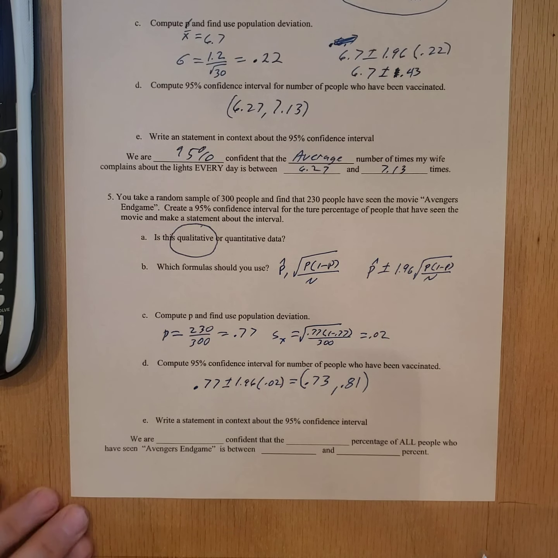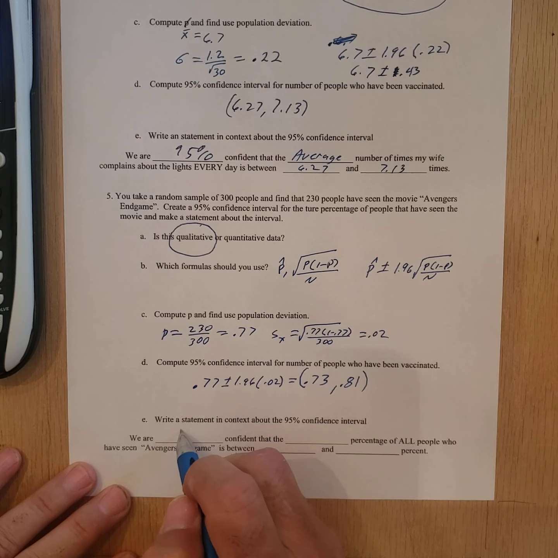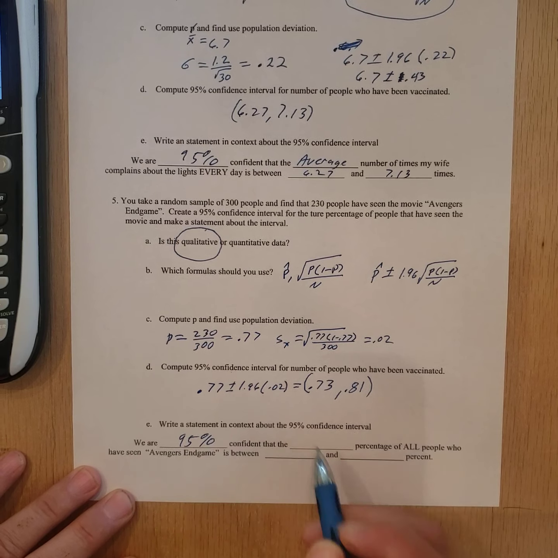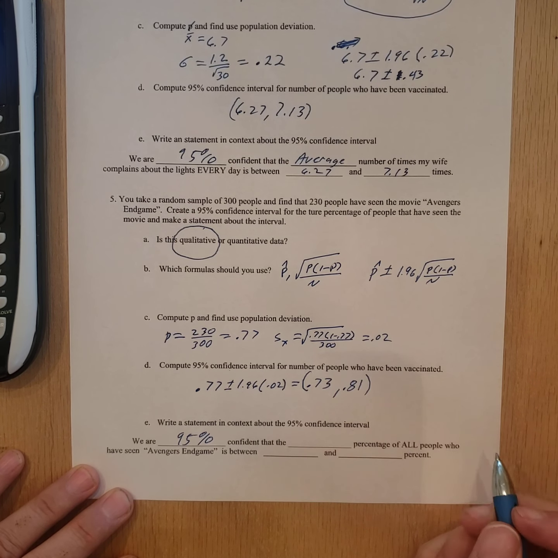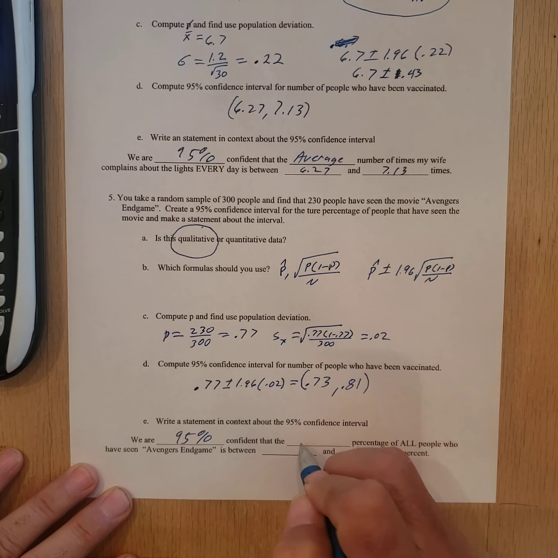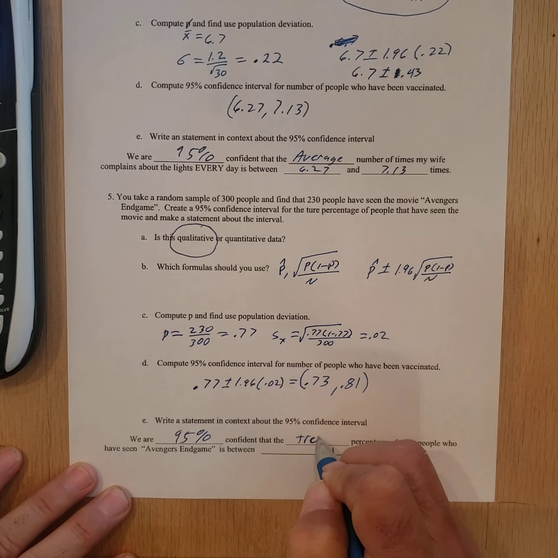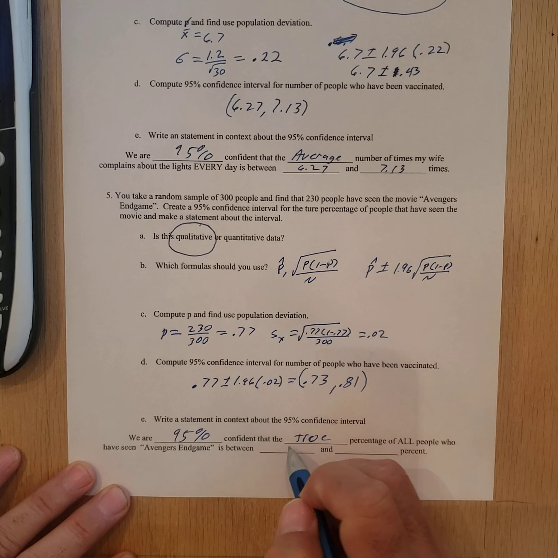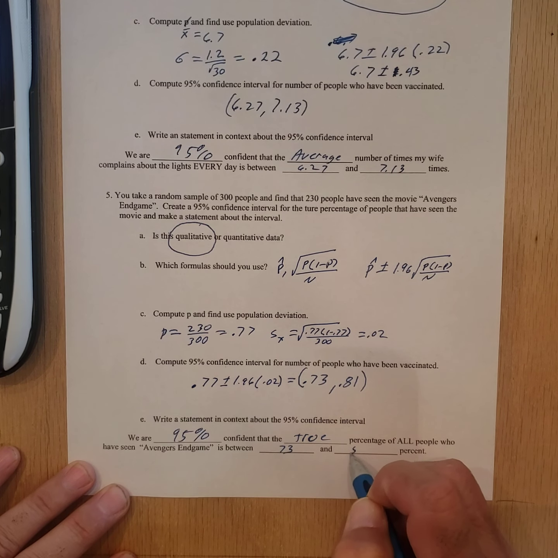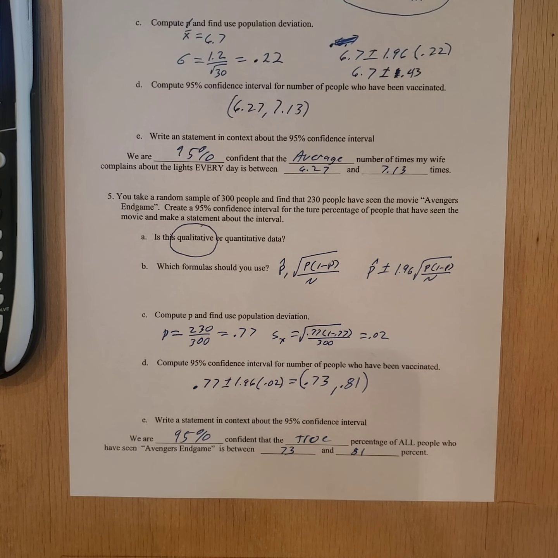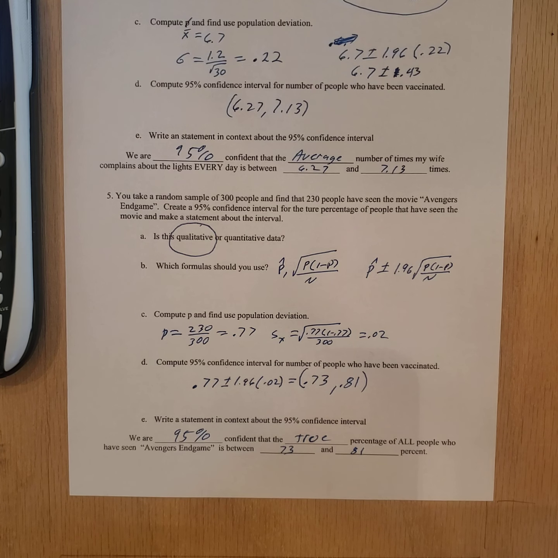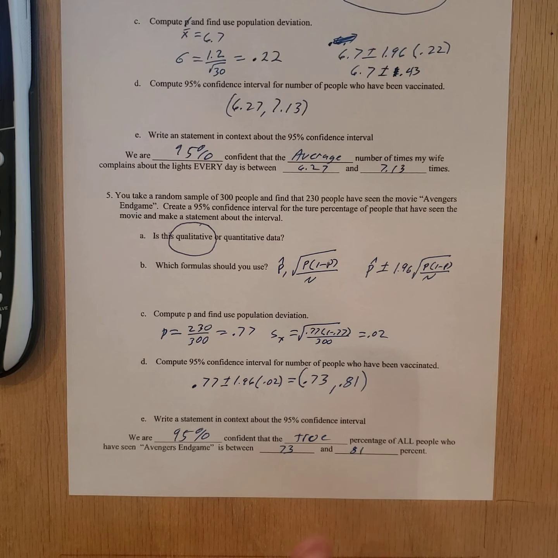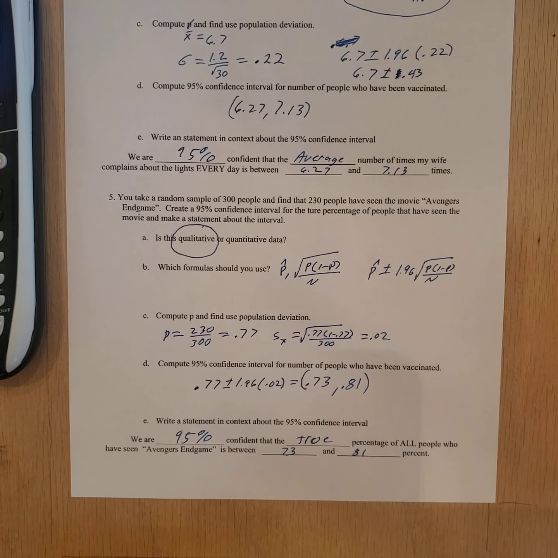Okay? So my statement would be we are 95% confident, okay, that the true percentage of all people who have seen Avengers Endgame is somewhere between 73 and 81%. Okay? So hopefully that clears up some of that confidence interval stuff.